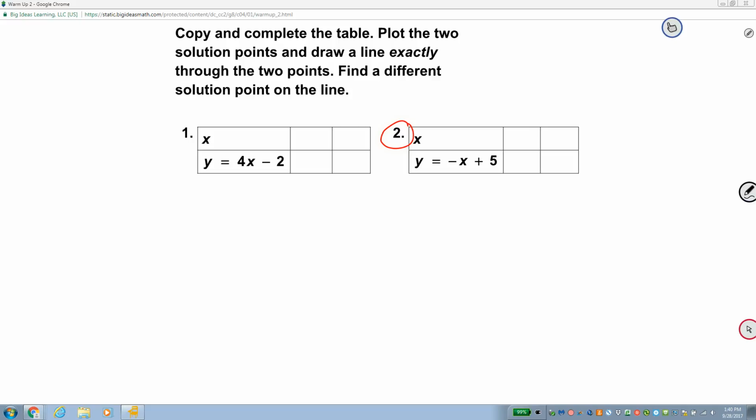Need help, Dakota? I can help you out. There's no fractions in here. All you're doing is plugging this negative 1 in for x. So you have negative times negative 1, which is positive 1 in that case. Plus 5. And, yep, so you put 6 right down there. And that's all you're doing.